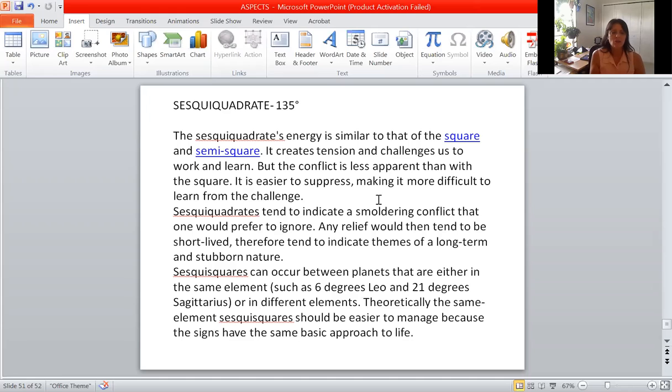It creates tension and challenges us to work and learn. But the conflict is less apparent than with the square. It's easier to suppress, making it more difficult to learn from the challenge. Sesquiquadrates tend to indicate a smoldering conflict that one would prefer to ignore. Any relief would then tend to be short-lived, therefore they tend to indicate themes of a long-term and stubborn nature. Sesquiquadrates can occur between planets that are in either degrees of the same sign. Okay, we talked about that.